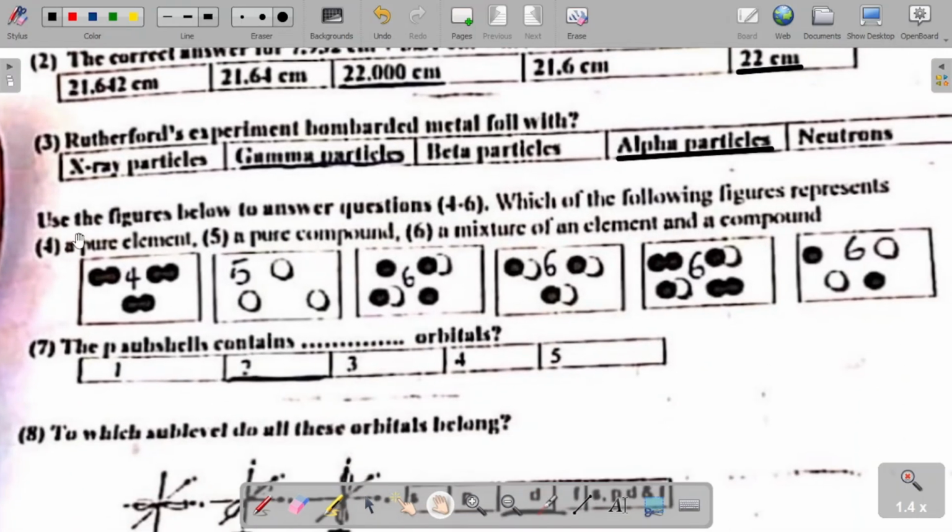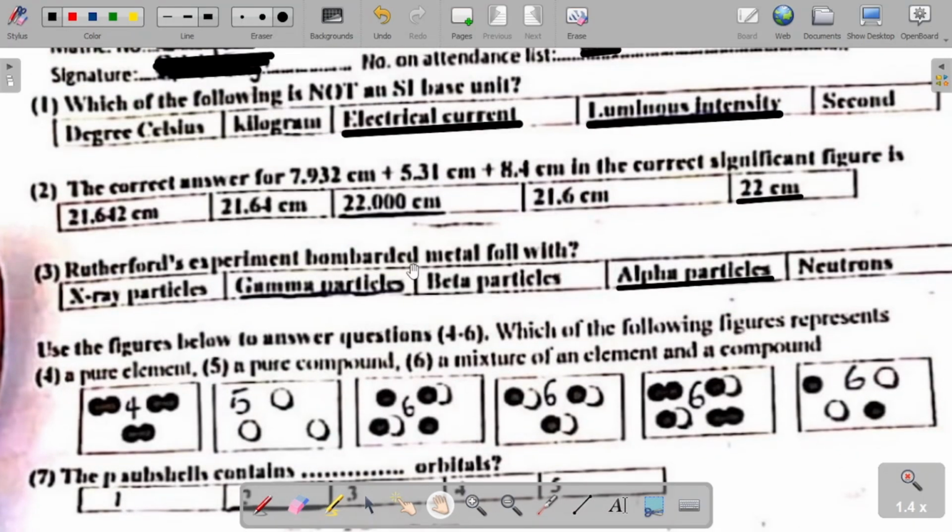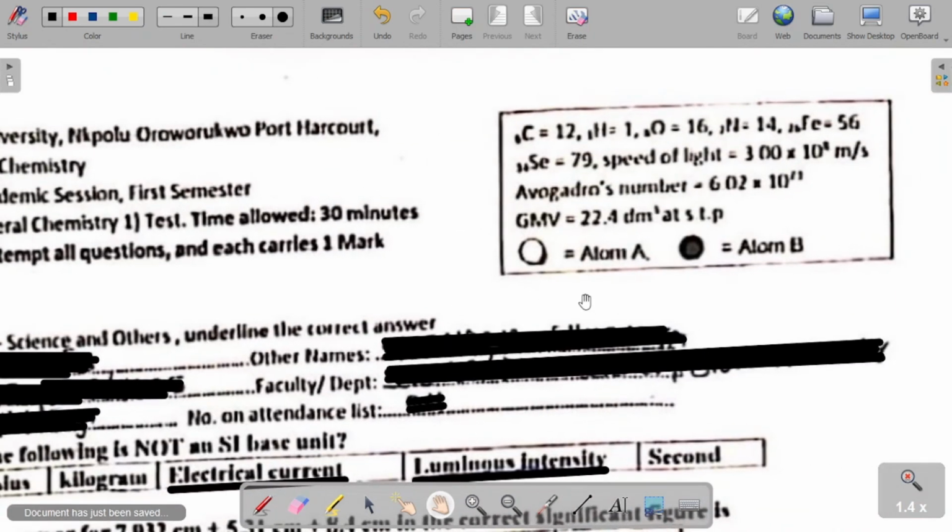Question 4 says, use the figures below to answer question 4 to 6. Which of the following figures represents a pure element? Please ignore these answers here. Which of them represents a pure element? Now, if you look at what you're given here at the top, you have atom A and atom B.